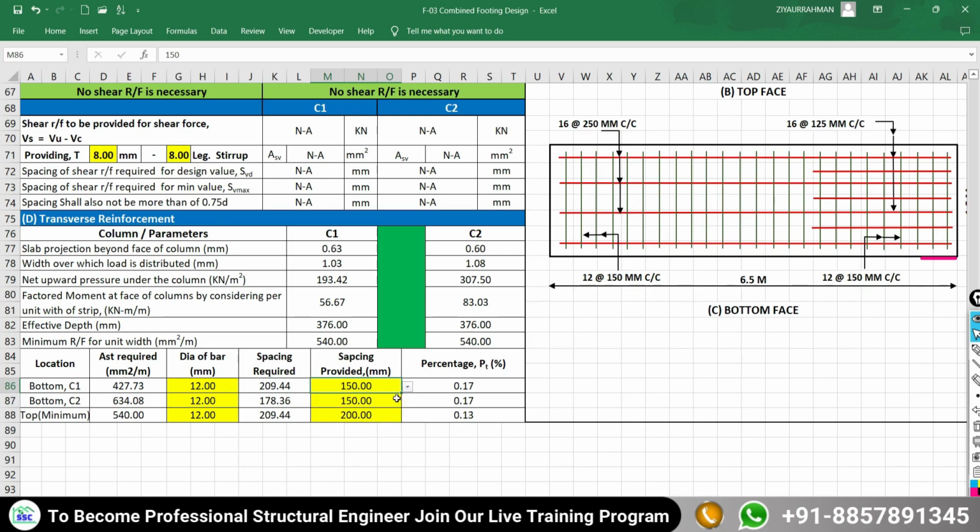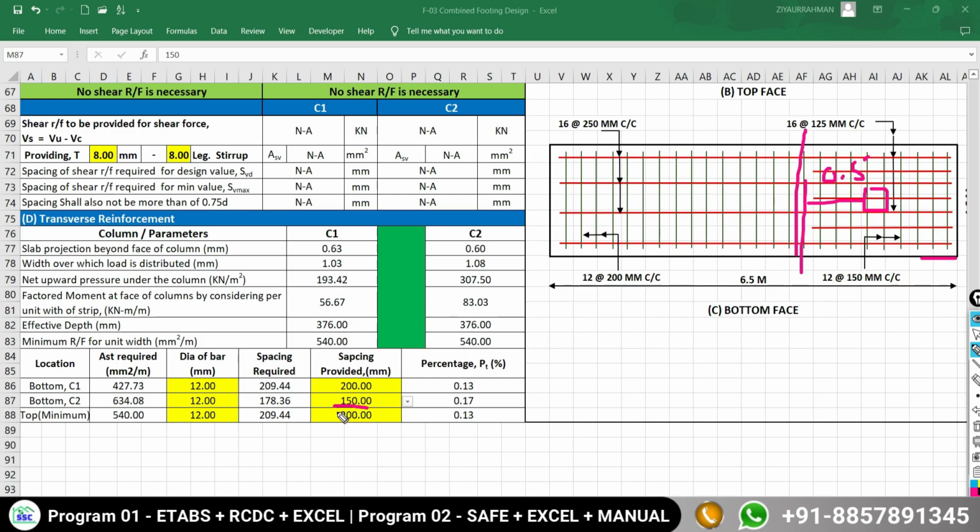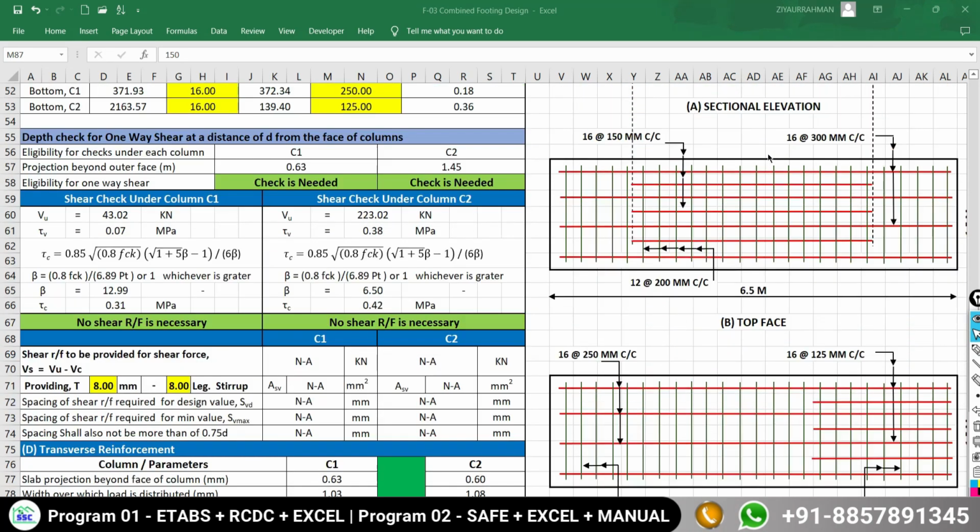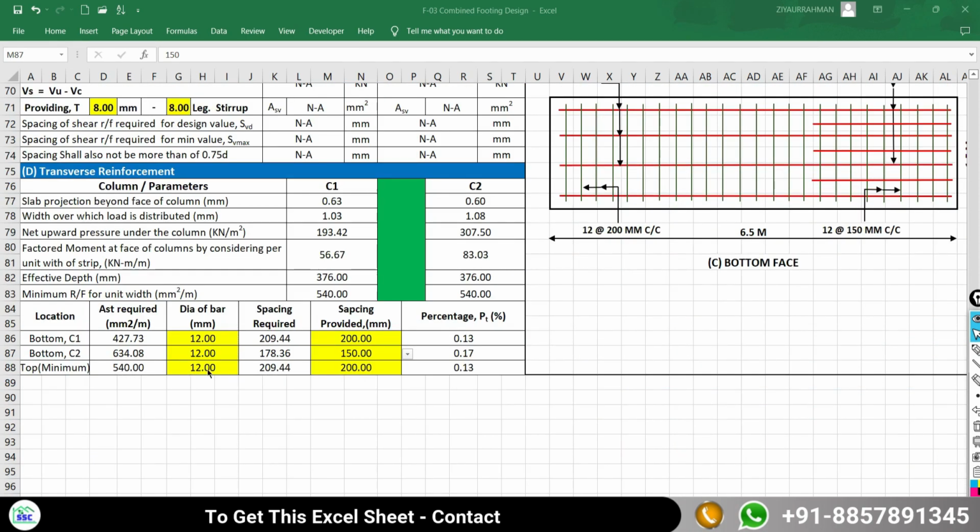But what I am going to do, under the column C1 and up to the edge, I am going to provide 200, and here at a distance of 0.5 meter, I am going to provide the spacing as 150 mm center to center. Thereafter, for the transverse reinforcement at the top face, I am going to provide a 12 mm diameter bar. If you want to change the diameter, you can do that. So with a 12 mm diameter bar, I am going to provide the spacing as 200 mm center to center.